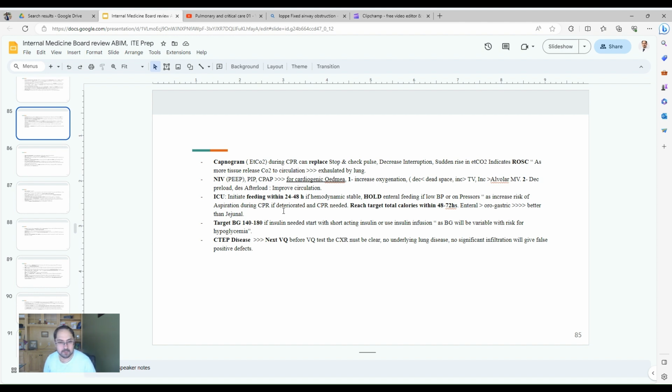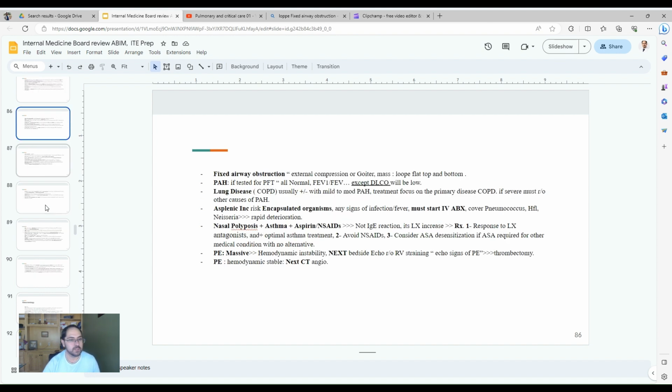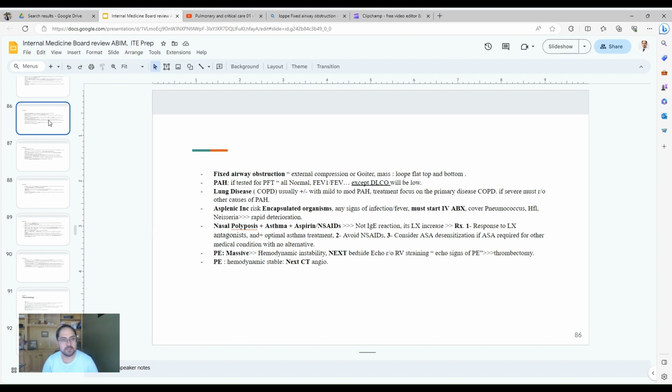For chronic thromboembolic disease, for the diagnosis, you use VQ scan if the chest X-ray is clear and there are no signs of structural lung disease. It would be good to start with and good for diagnosis.